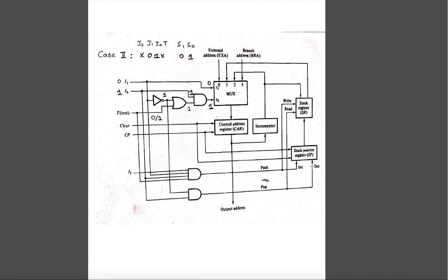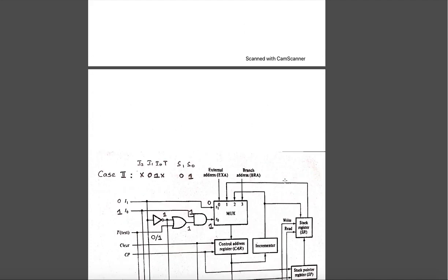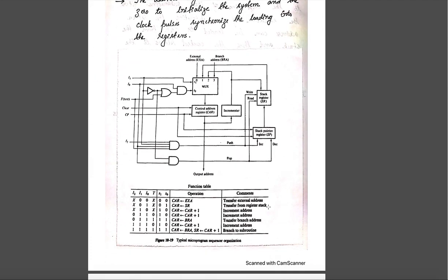When the pop operation is enabled, a decrement happens in the stack pointer register. So the stack pointer will decrement. Why does it decrement? Because it will pop the content of the stack register. Basically, pop operation is nothing but reading, and push operation is writing. So you are reading the content of that stack register. That is why in the second case, the content of the stack register is loaded to the CAR, so it is a pop operation, a reading from the stack register.